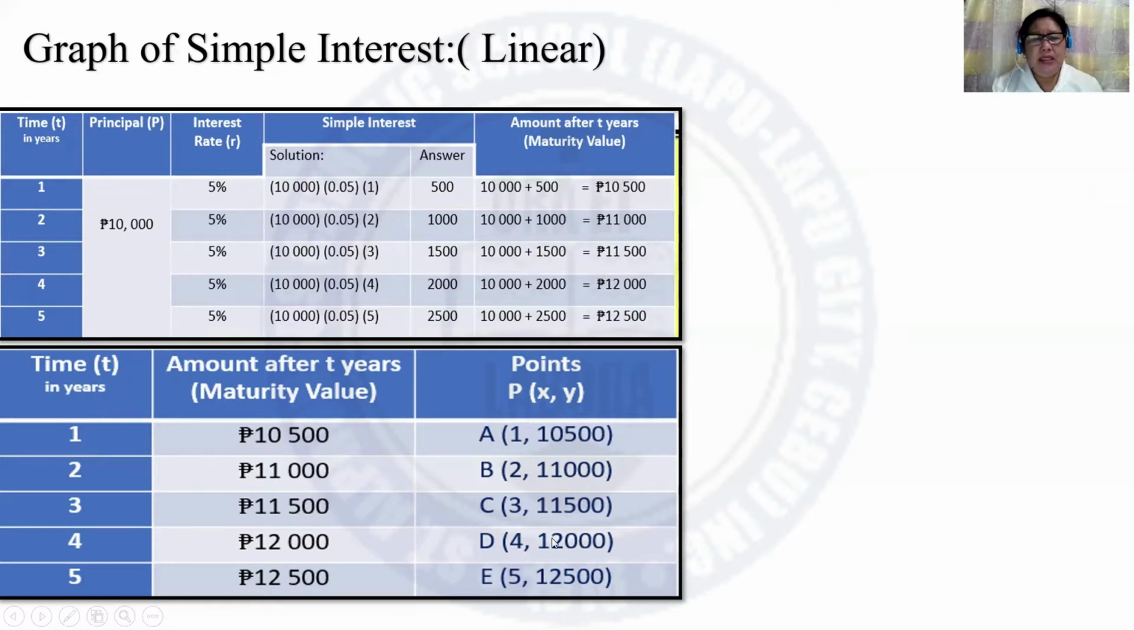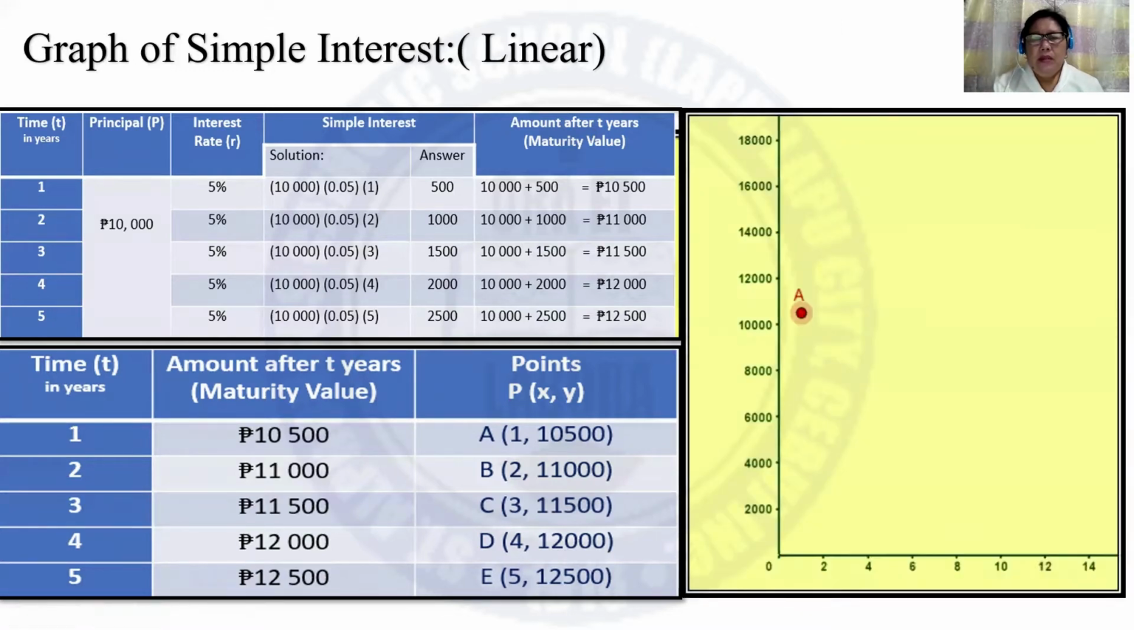Let us have another tabulation containing the time in years, the amount after 3 years, and the coordinates of the points. And let us have the graph of this data. So we have point A, point B, point C, point D, and point E. And connecting the points, it forms a straight line. Therefore, the graph of a simple interest is a linear graph.